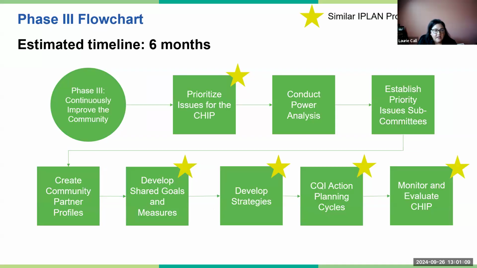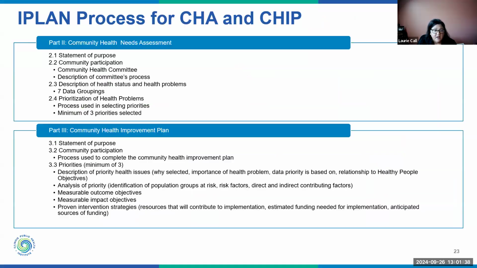So we are digging in and really understanding those priorities. In phase three, this is really the community health improvement part of the process, and we're prioritizing just like you would for IPLAN, and IPLAN requires a minimum of 3 priorities, whether you're using IPLAN or MAPP, and you're developing goals and objectives and strategies, the action cycles, and you're developing a plan for monitoring that work. So again, similar to IPLAN, and you can see where those similarities are.